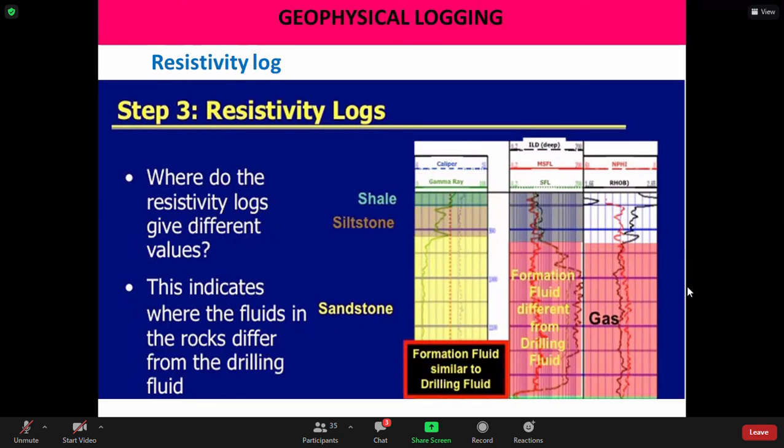Okay, so this is just like the one I interpreted, that we have a gamma ray log low here indicating sand. We can see here we have a deep, medium, and shallow, and we can see varying responses of our resistivity log here too. And we can also see our gas here. We can see a decrease in the neutron porosity log. Okay.